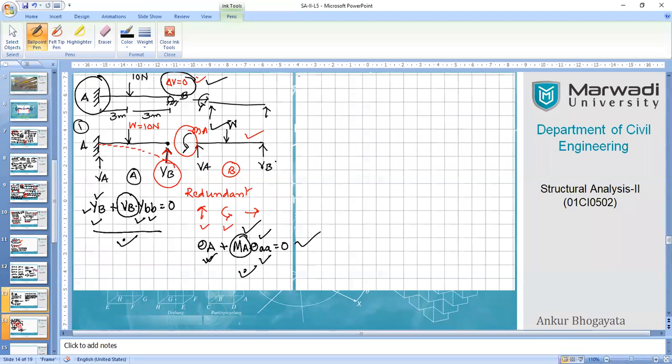Okay, now let me show you the solution and how we can do it. The method is very simple, however the theory took a little more time, no problem at all. Let me show you the solution steps. Let us say this is again our point load of 10 kilonewton. This is 3 meter, this is 3 meter.